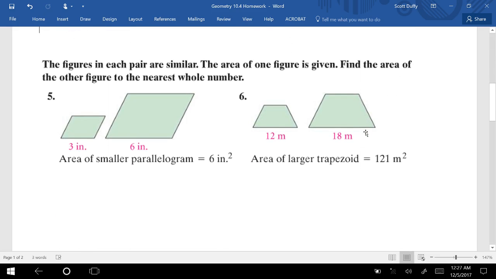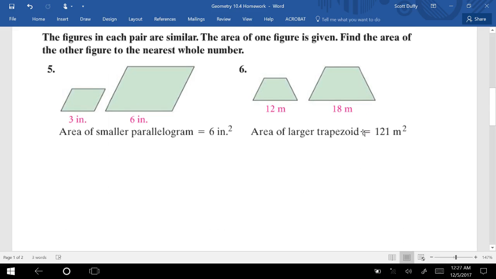Okay, so the figures in each pair are similar. The area of one figure is given, find the area of the other figure to the nearest whole number. So I have the area of the smaller parallelogram is 6 inches squared. So I'm going to draw that in.